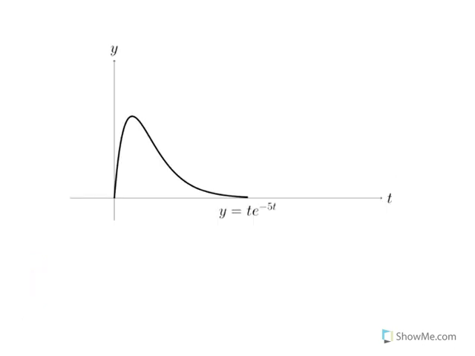For t e to the negative 5t here, we actually have the point 0 there, so that's going to be our global min of 0 at x equals 0. We have our global max of 1 over 5e at x equals 1/5. And then we approach 0 on the right, but since we actually have the function value at 0, then we do have a global min.